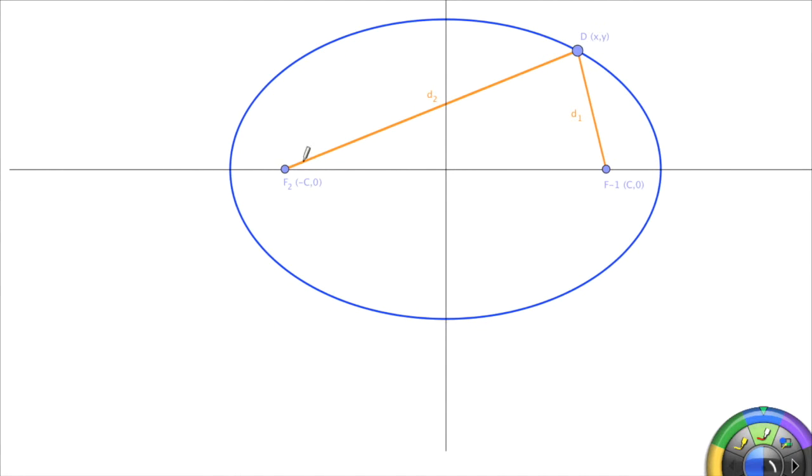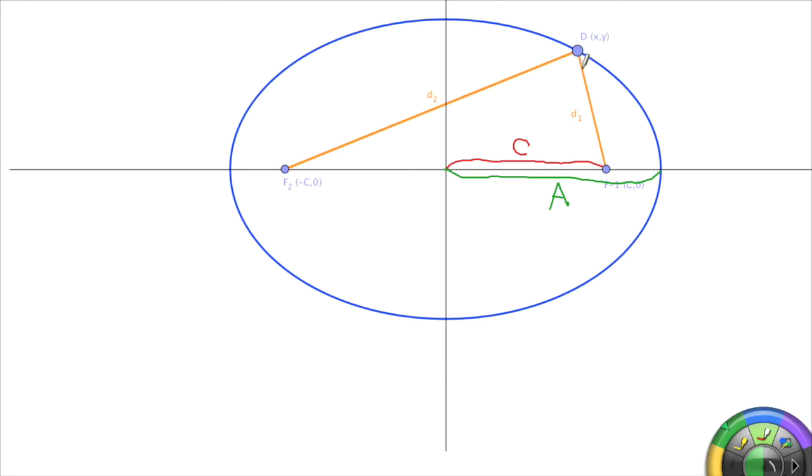So now that we have that D1 plus D2 is the length of the major axis, this distance here along the x-axis from the center to the foci, we're going to call that distance C. And we are going to take the distance from the center all the way to the edge of the circle along the major axis. We're going to call that distance A.